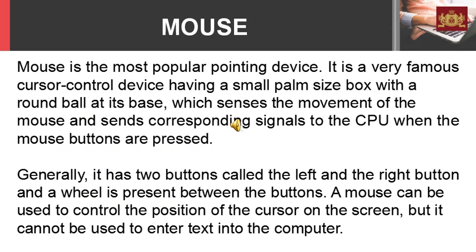Mouse is the most popular pointing device. It is a very famous cursor control device having a small palm-sized box with a round ball at its base, which senses the movement of the mouse and sends corresponding signals to the CPU when the mouse buttons are pressed. Generally, it has two buttons called the left and the right button, and a wheel is present between the buttons. A mouse can be used to control the position of the cursor on the screen, but it cannot be used to enter text into the computer.